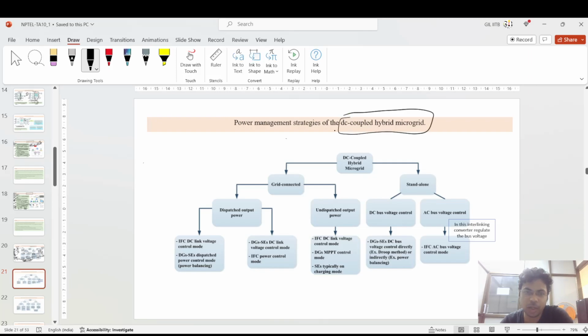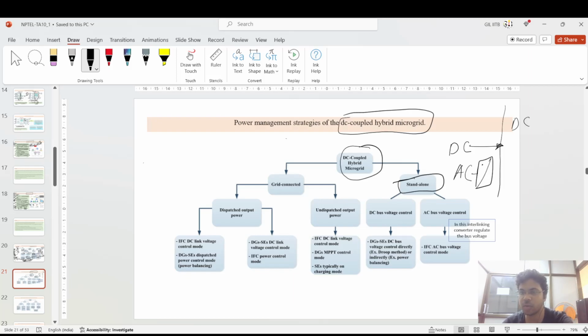Okay, so there are other situations with the DC-coupled hybrid microgrid. That was for the AC-coupled, and this is for the DC-coupled. In the DC-coupled case, in the standalone or islanded situation, you can have either a DC bus bar or an AC bus bar. If it is a DC-coupled microgrid, you can connect a DC generating source directly to the DC bus, and for AC you need to convert the AC to DC, then you can connect it to the DC bus.